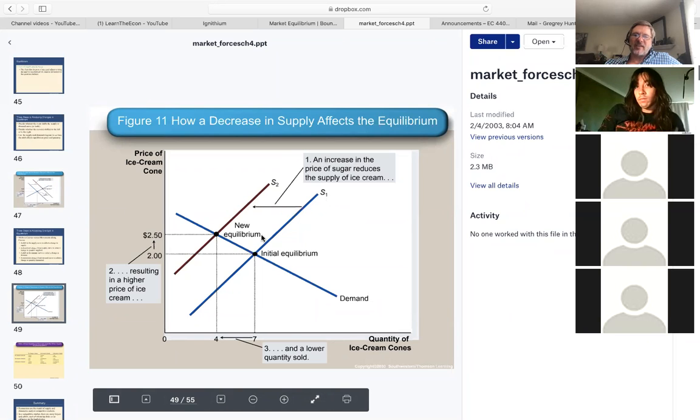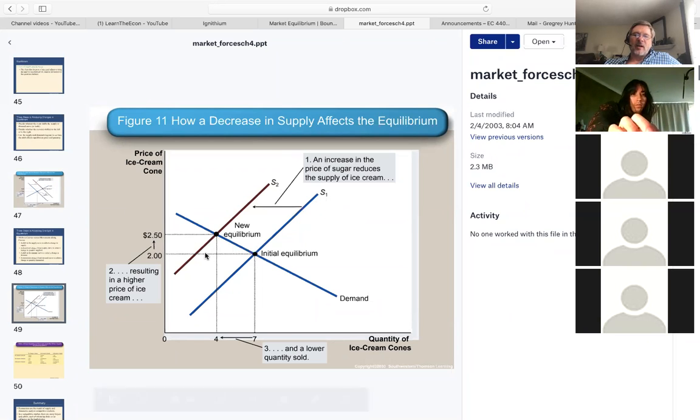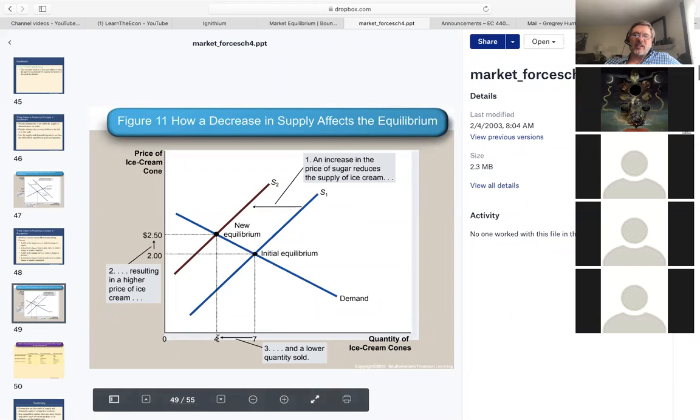So we go from S1 to S2. We have a new equilibrium. And notice, to contrast this with our previous example, now we have this reduction in supply. We still end up with an increase in the equilibrium price of ice cream, but now we've got a reduction in the quantity that's traded. We go from 7 units being traded at the initial equilibrium to only 4 in this new equilibrium.